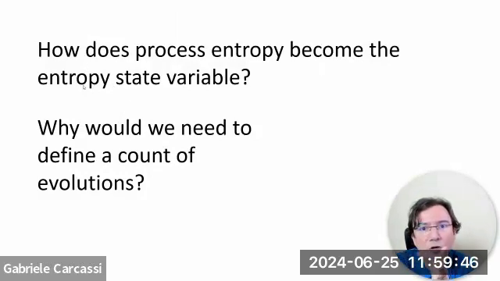And now you would ask, okay, how does the process entropy become the entropy of a state variable exactly? Because we have defined the entropy in terms of a particular process, but the same state can be used in multiple different processes. So how do we get one value of the entropy for the state?